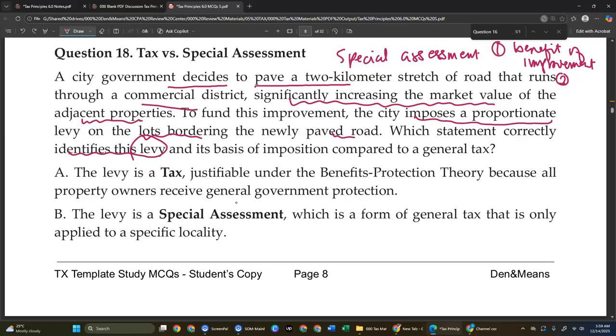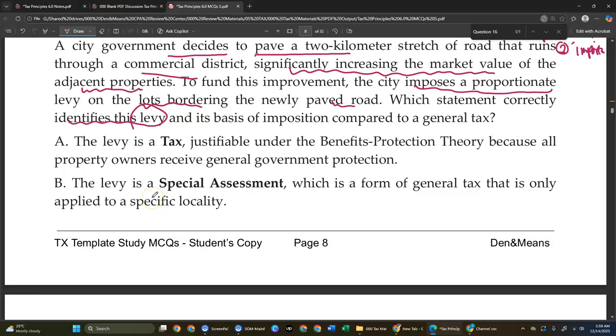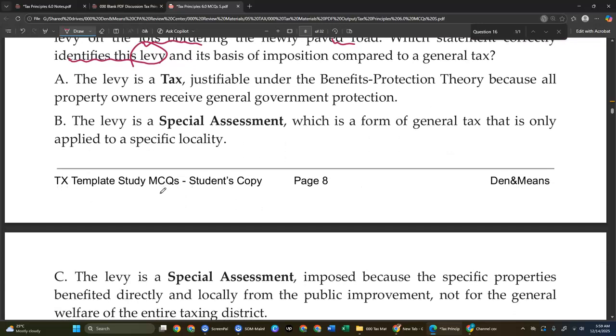It's not really a tax. By the definition of a tax, you cannot call this a tax. It is a special assessment because this is not based on public purpose. This is based on some incidental benefits due to an improvement made by the government. So let's try to select one of these four choices, which one represents special assessment and gives the correct explanation that supports this levy.